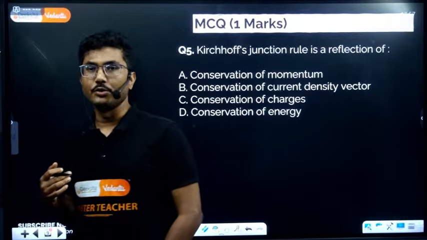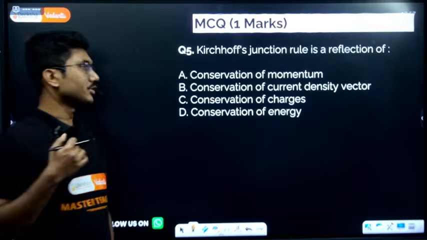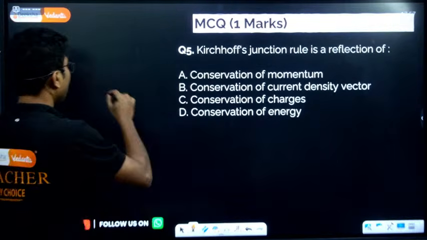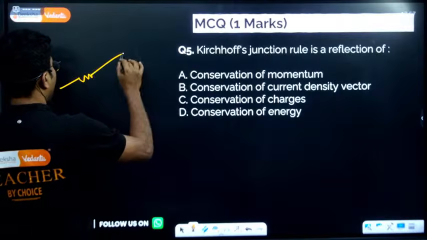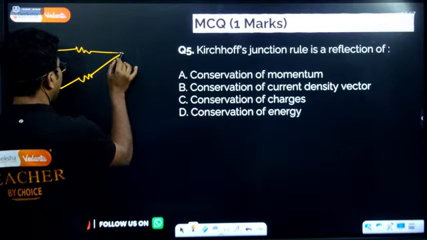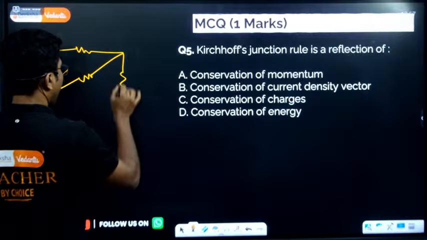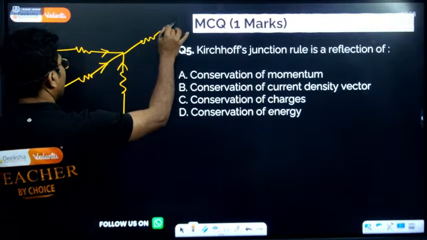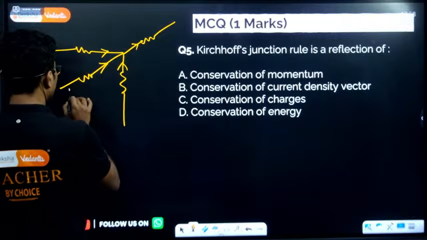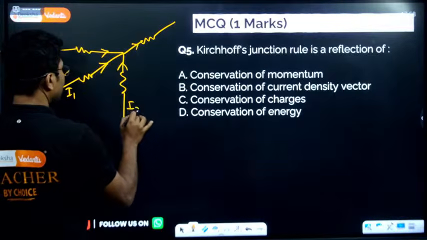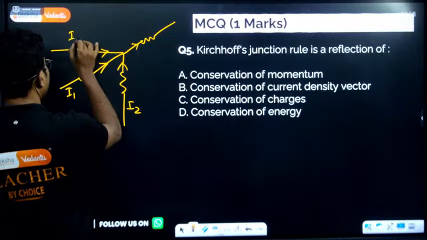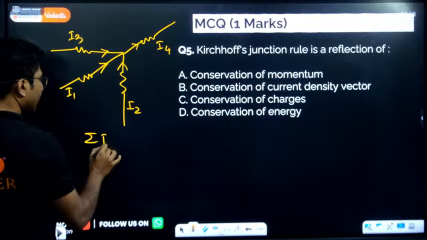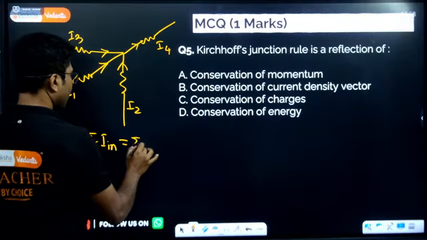Kirchhoff's junction rule is a reflection of. So what is the junction rule? Junction rule means when multiple currents are meeting at a point. Suppose some currents are entering over here, some currents are exiting. This is called Kirchhoff's junction rule. So total incoming current is equal to total outgoing current, right? So the sum of current in is equal to the sum of current out.